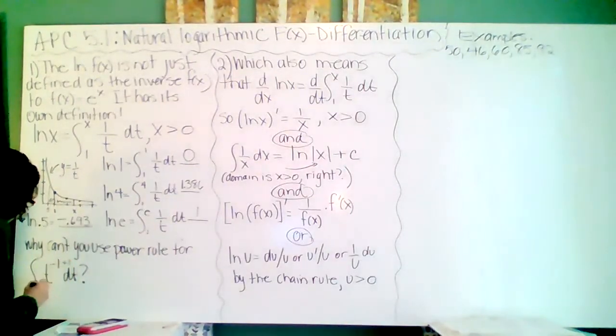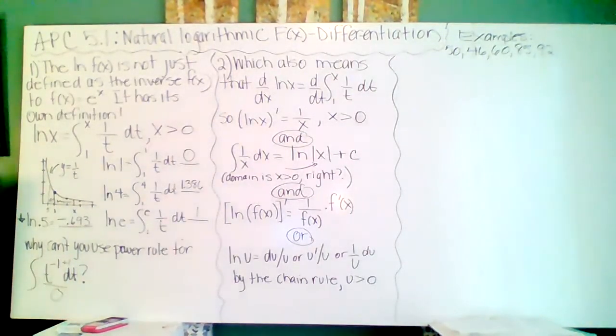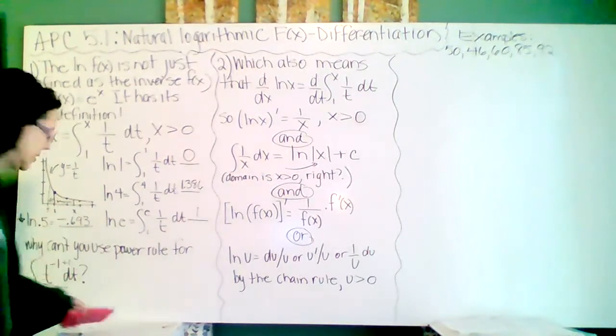We add 1 to the exponent and divide by the new exponent. Take a look here. Negative 1 plus 1 is 0. Now I'm dividing by 0.